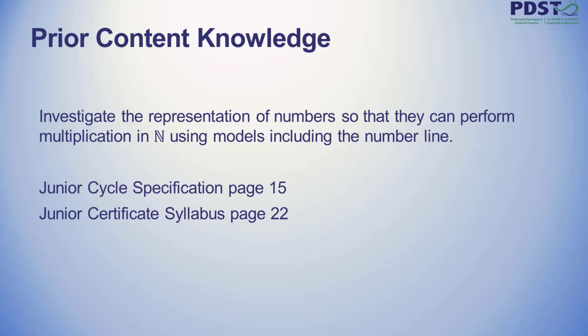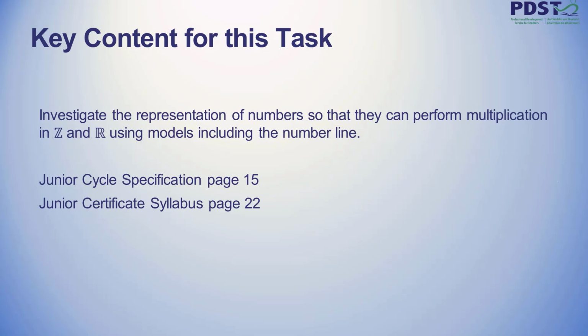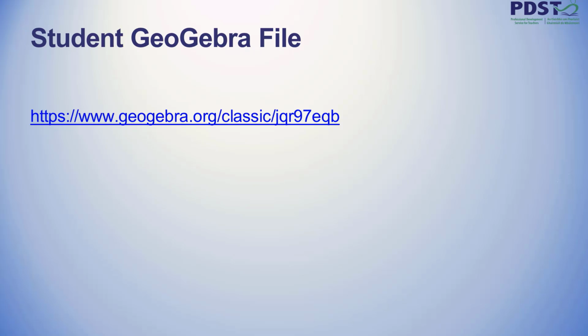Prior to engaging with this task, students should have explored multiple representations of multiplication of natural numbers. In particular, students should have spent time working with the number line to explore multiplication. In this task, students will consider the effect of multiplication for integers and for real numbers. The link to the GeoGebra file that will be used is displayed here.